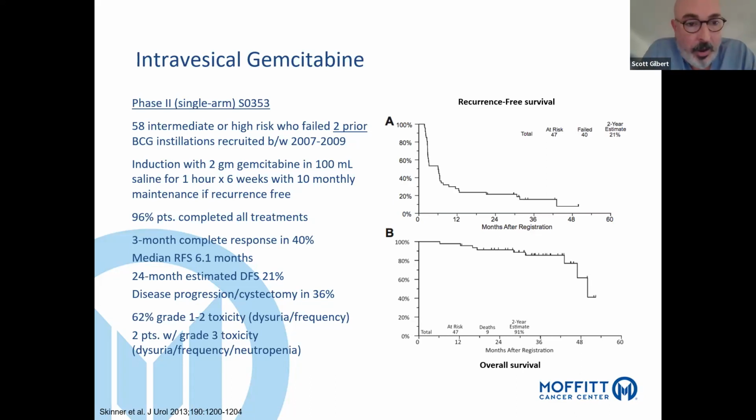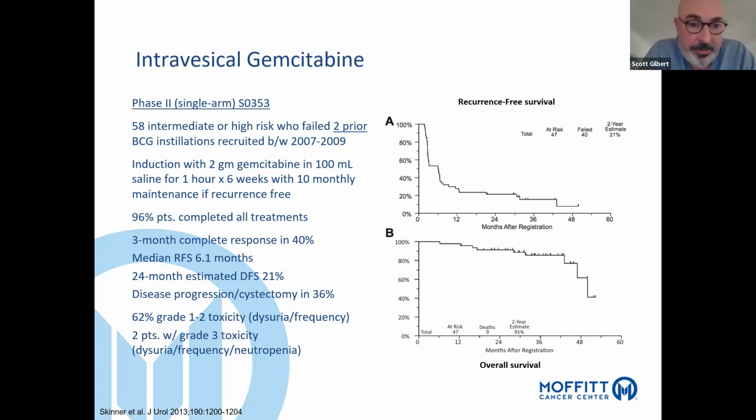So it was well tolerated. 96% of patients were able to receive it. The response rate at 3 months was 40%, so double what we saw earlier in the slide set. Median recurrence-free survival was 6.1 months. At 24 months, disease-free survival was about 21%. So that's, again, double the single digits that you saw with the earlier, more conventional agents. About a third of patients had disease progression and required cystectomy.